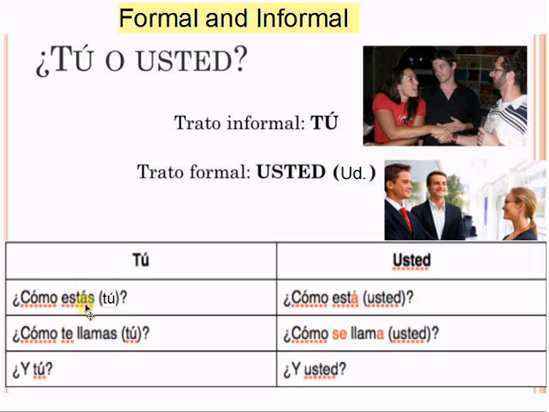¿Cómo estás? Or ¿Cómo estás tú? Again, you can omit that tú at the end. Okay? This is informal. How can you tell? Well, there is an S at the end. ¿Cómo te llamas? Or ¿Cómo te llamas tú? Again, look, informal, you need to end with an S at the end of the verb. Or when you ask, how about you?